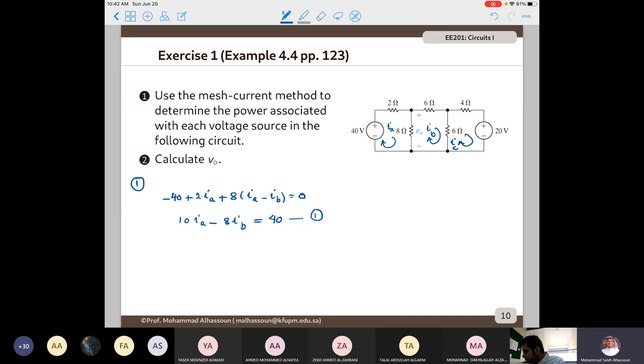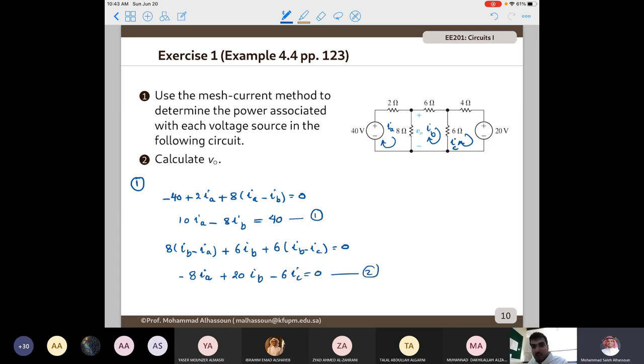Ibrahim, the second equation. It is 8 times IB minus IA, plus 6 times IB minus IC. Okay. So if I simplify it, I will get minus 8 IA plus 20 IB minus 6 IC equals 0. And this is the second equation.